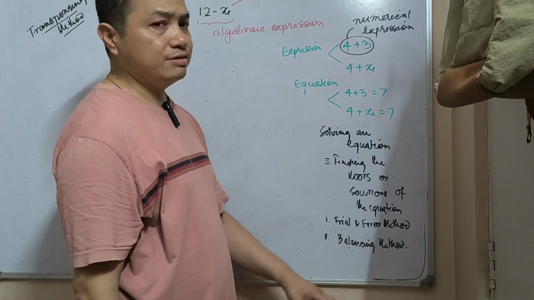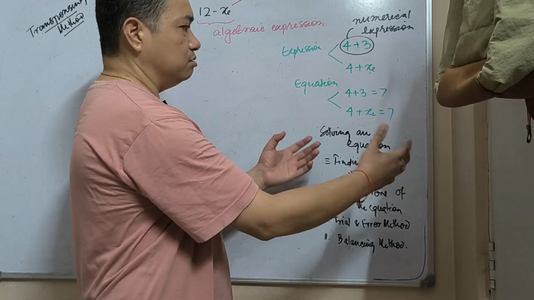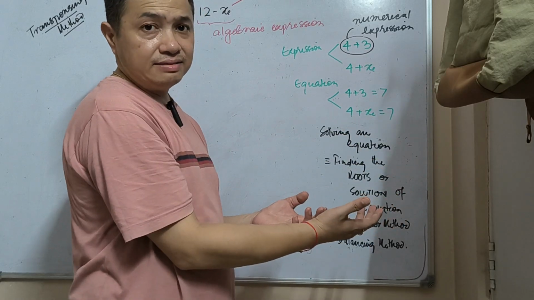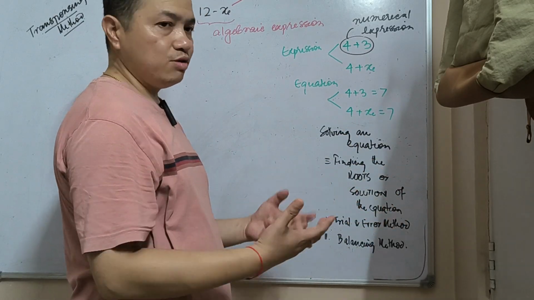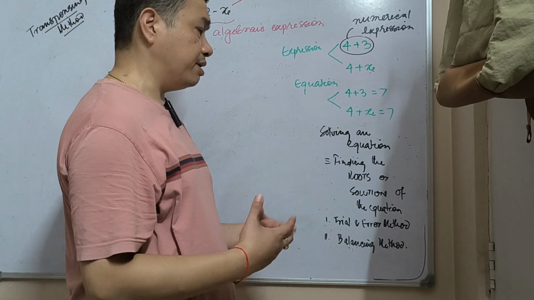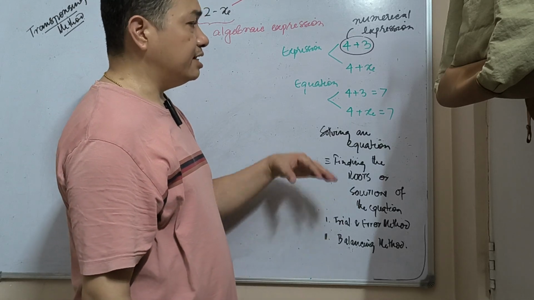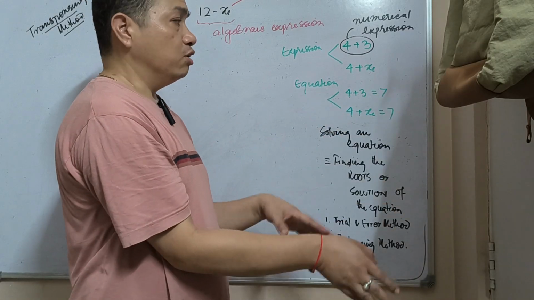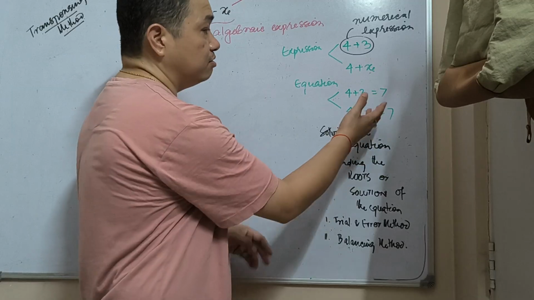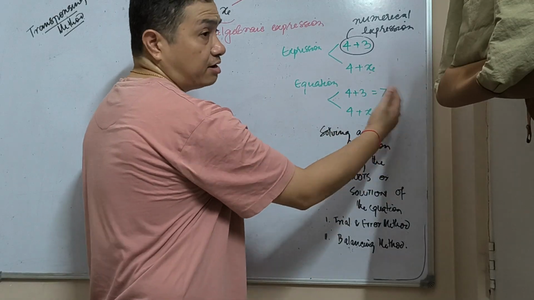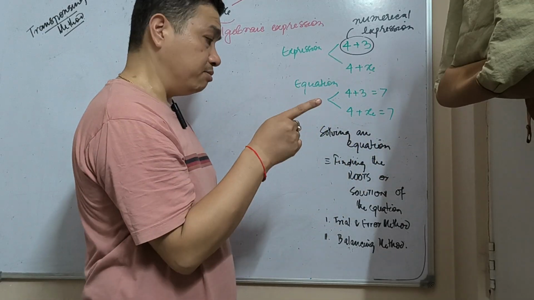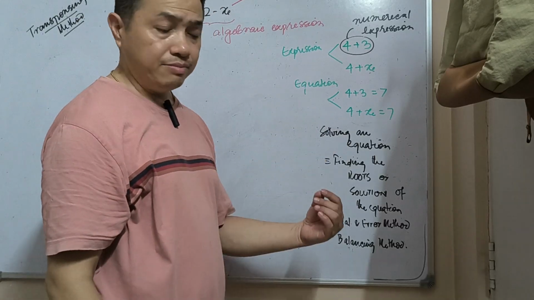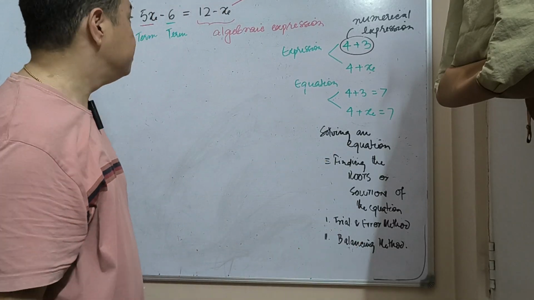And another is the balancing method, in which the equation looks like a balance where we weigh things when we buy things from the market. So balancing means adding the same number on both sides, or subtracting the same number from both sides, or dividing the whole equation, left hand side and right hand side, by the same number, or multiplying them by the same number. That is called the balancing method.